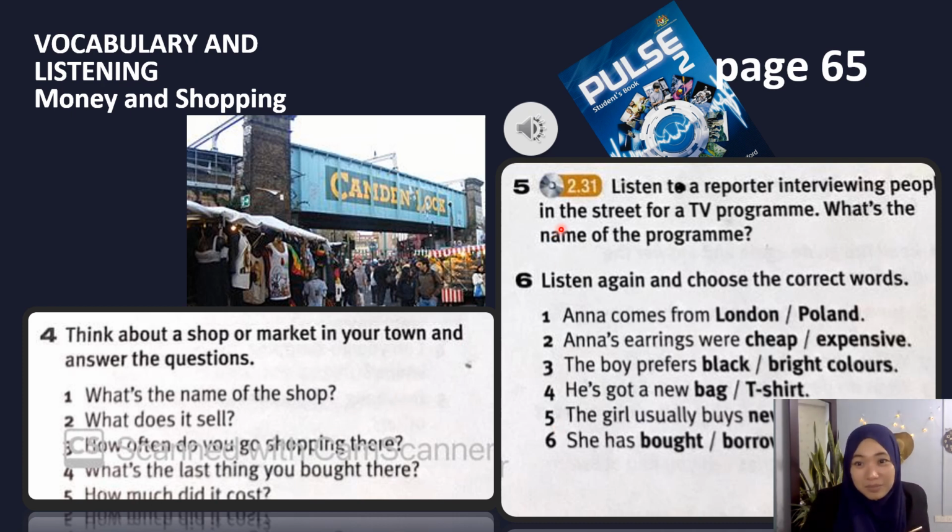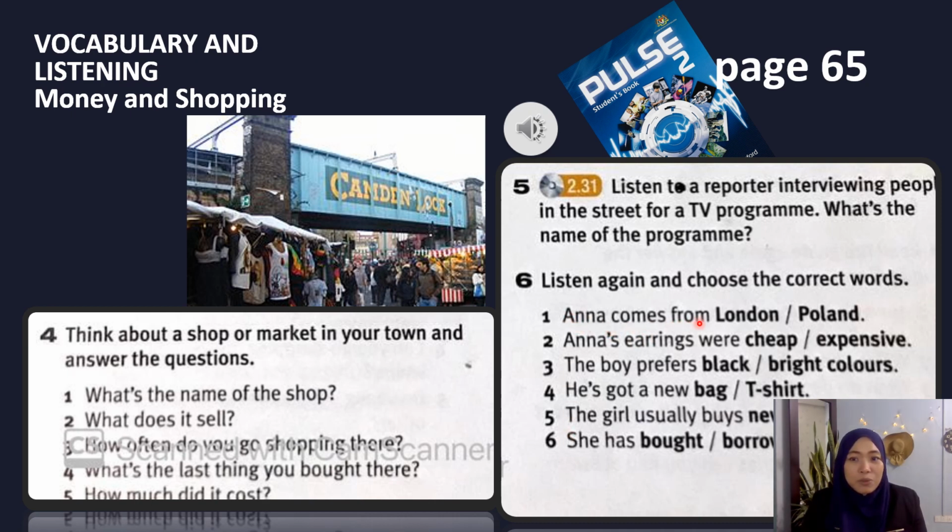Alright, now next one, page 65. Listen to a reporter interviewing people in the street for a TV program. Now, we are going to listen to a girl who is interviewing people. I want you to listen to what kind of TV program that person, the reporter, is doing, and listen again. I'm going to give you one time so you can just repeat this video, and I want you to choose the correct word. Number 1 until number 6.